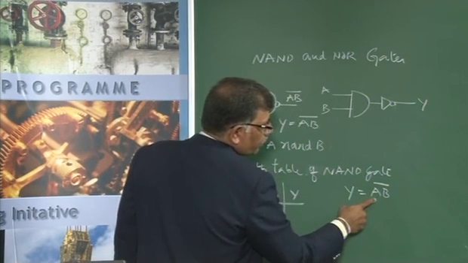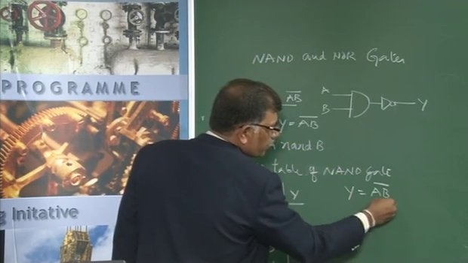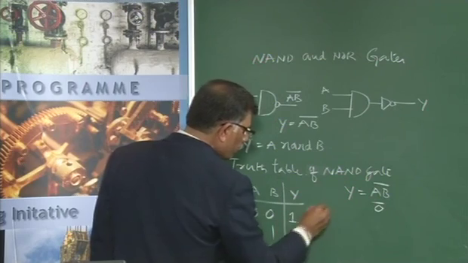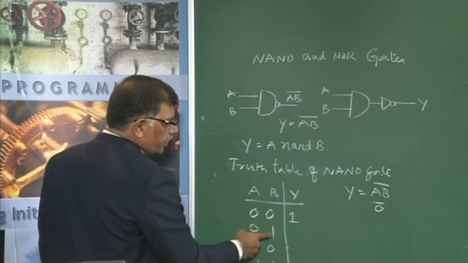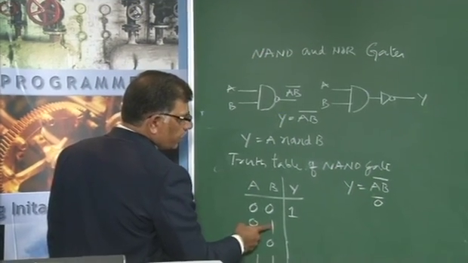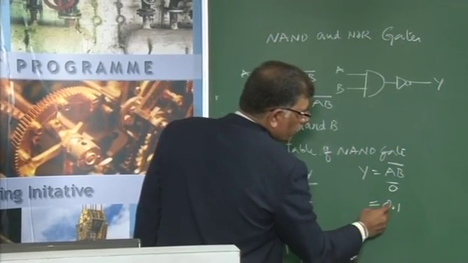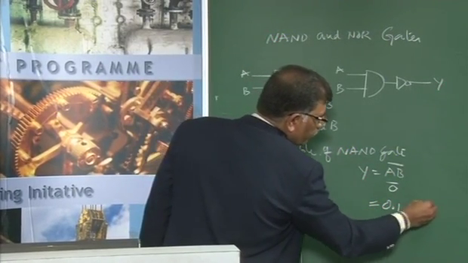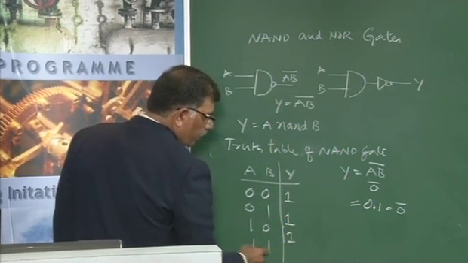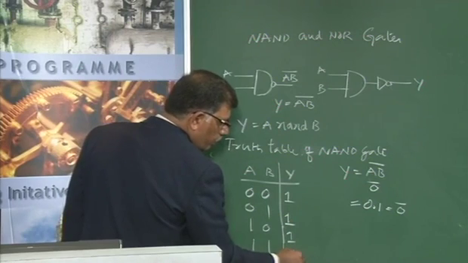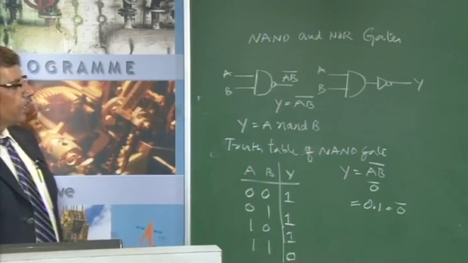If I substitute A is equal to 0 and B is equal to 0, the net value is 0, and 0 is complemented, so I will be getting an output equal to 1. When A is equal to 0 and B is equal to 1, I substitute the values 0 and 1. 0 into 1 is nothing but 0. If I complement that, I will be getting 1. So this is also equal to 1, and when both the inputs are equal to 1, the output that I will be getting is equal to 0. This is the truth table of the NAND gate.